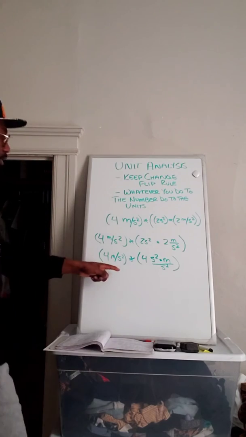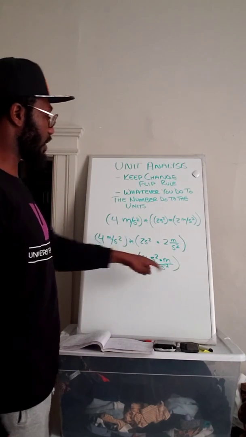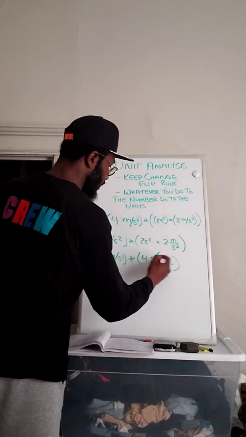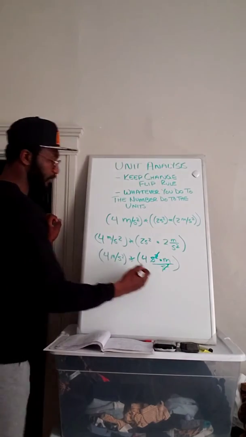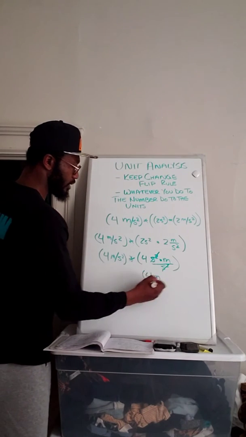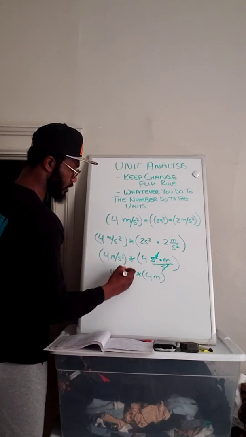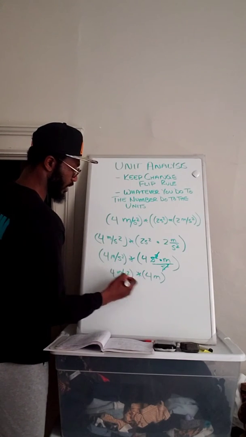Sweet. So now I can cancel some things out. I've got second squared in the numerator and denominator, so those can get canceled out. And I'm left with 4 meters, right? Because that m is in the numerator, times 4 meters per second squared.